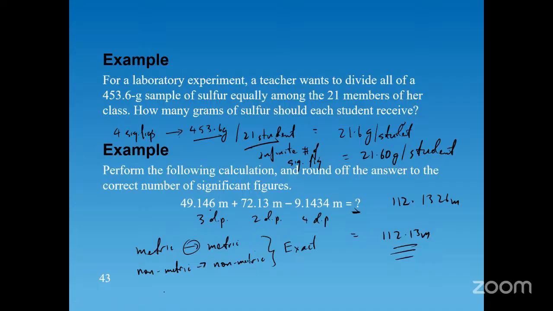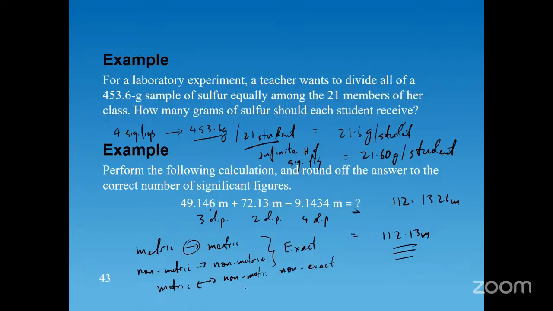Now, if you're going from metric to non-metric and vice versa, then these are non-exact. So you have to take into account the numbers involved in this transition with respect to sig figs.